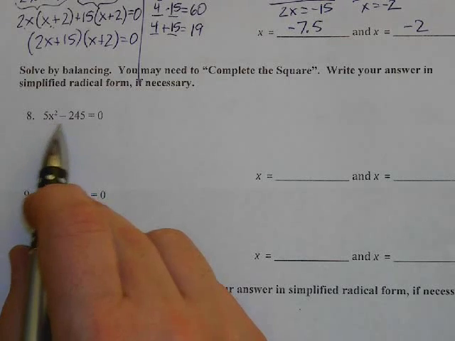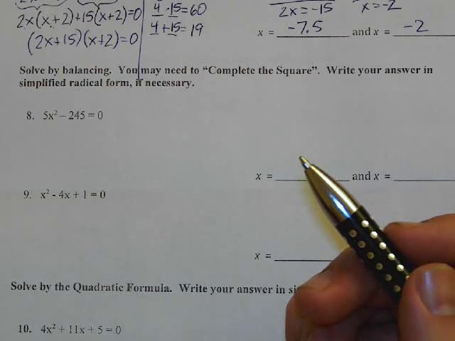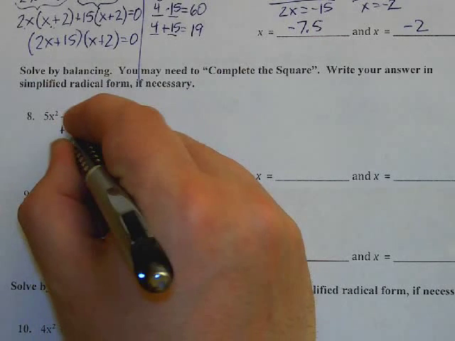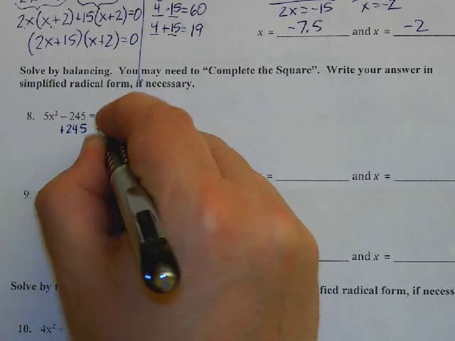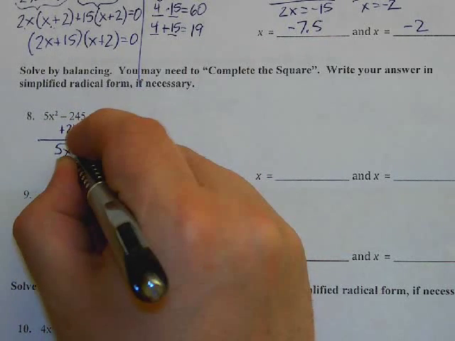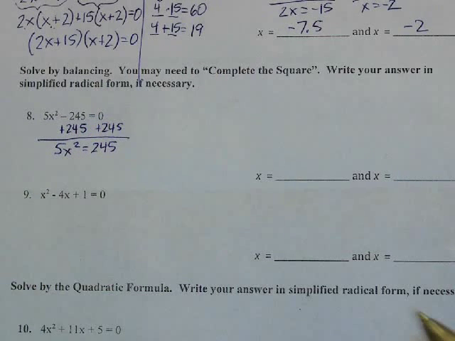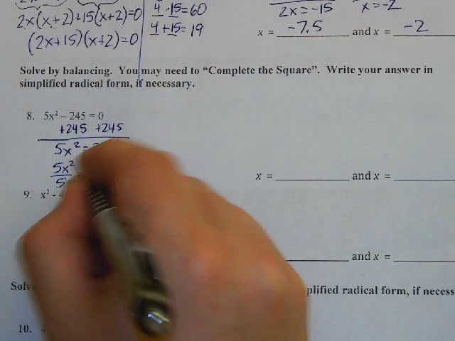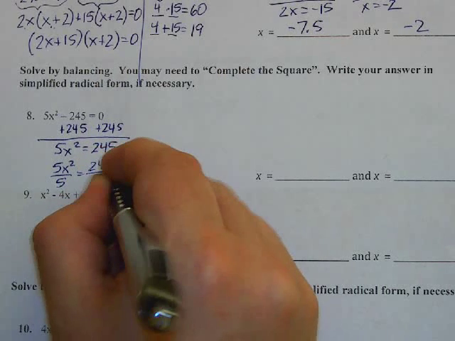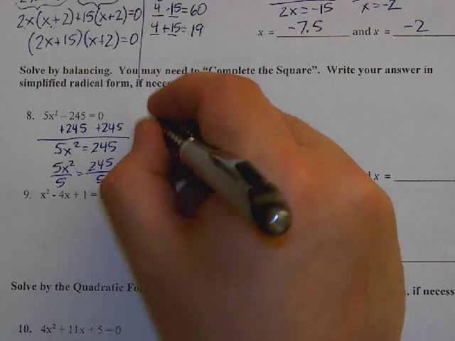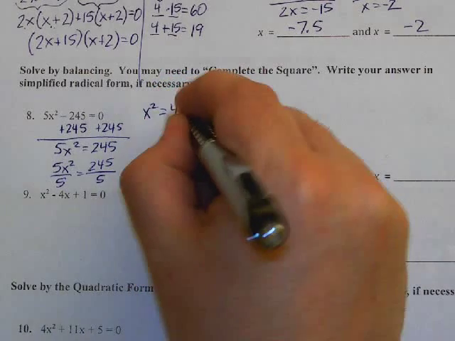Okay, so solving an equation where you only have an x squared and no x is pretty easy. What we want to do is get the x squared term by itself. So first, I'm going to add 245 to both sides. And I get 5x squared equals 245. Then, to get x squared by itself, I'm going to divide both sides by 5. And we get x squared equals 49.